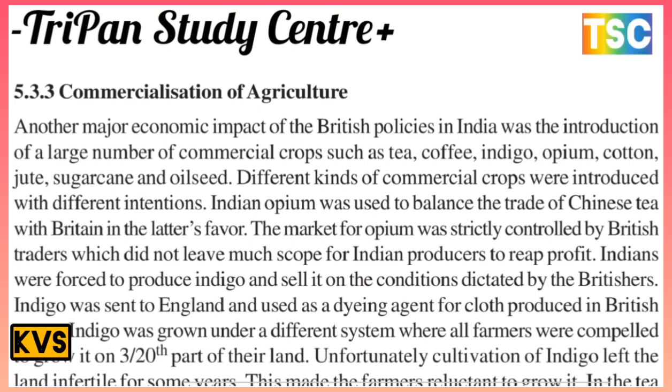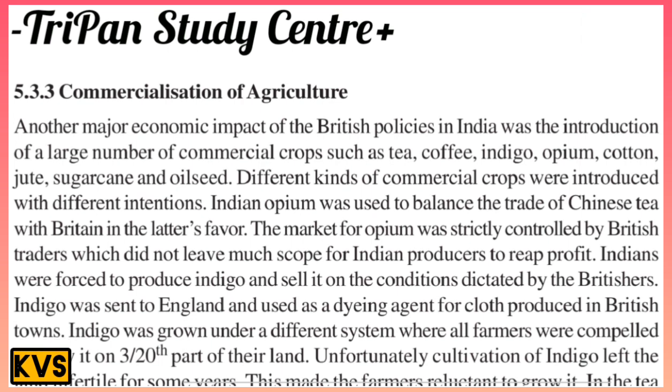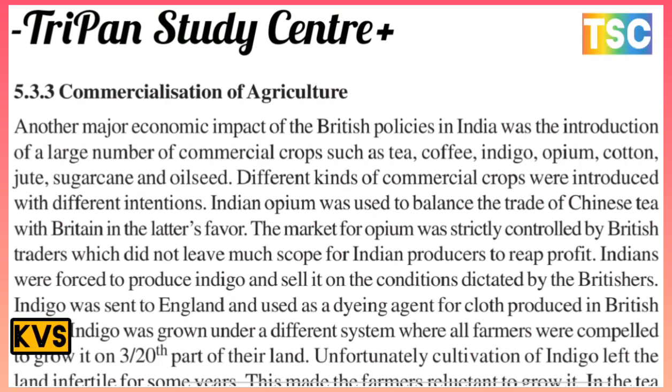Different kinds of commercial crops were introduced with different intentions. India's opium was used to balance the trade of Chinese tea in Britain's favor. The market for opium was strictly controlled by British traders, which did not leave much scope for Indian producers to reap profit.